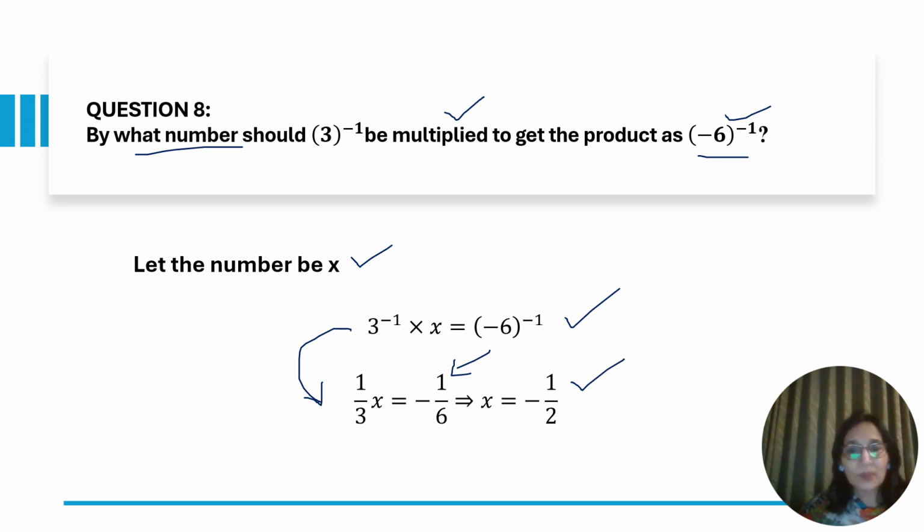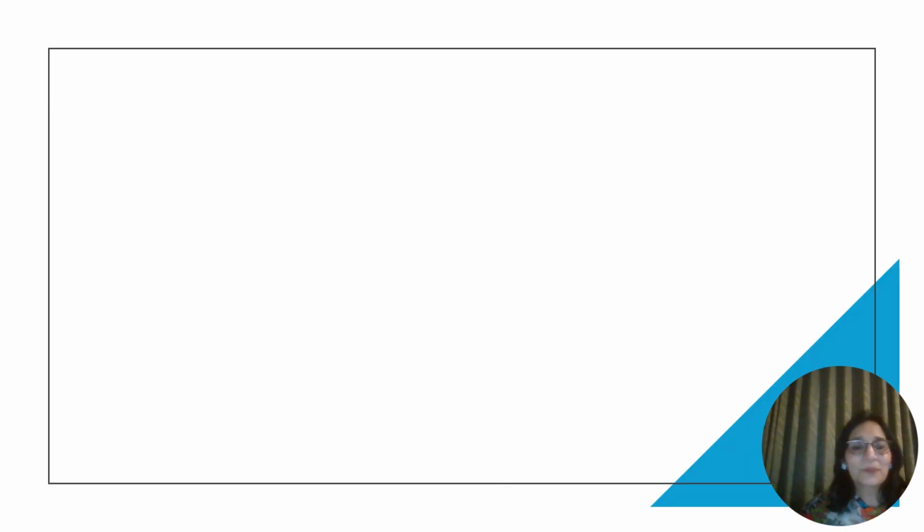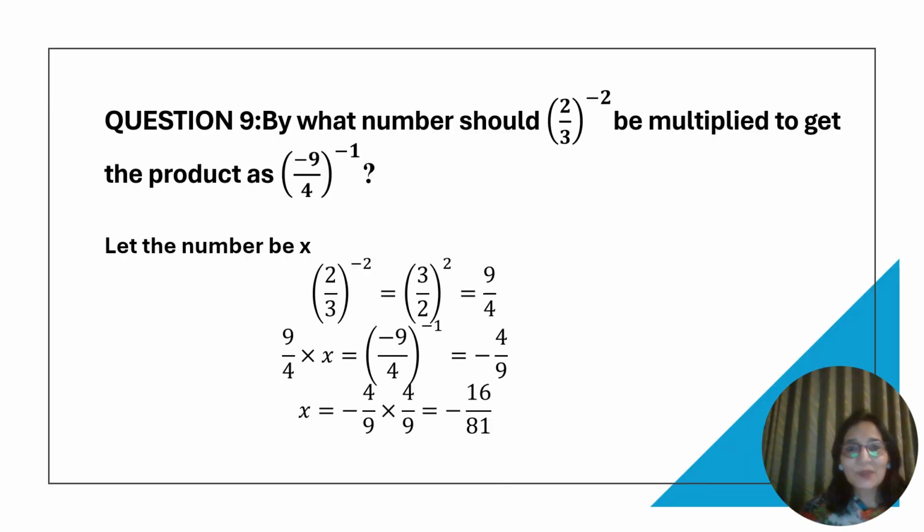x is equal to minus 1 upon 6 multiplied by that 1 upon 3 transposed, so we'll get 3 upon 1. When you calculate, you will get minus 1 upon 2. So hope this part is clear to you, students. Let's understand the next question.